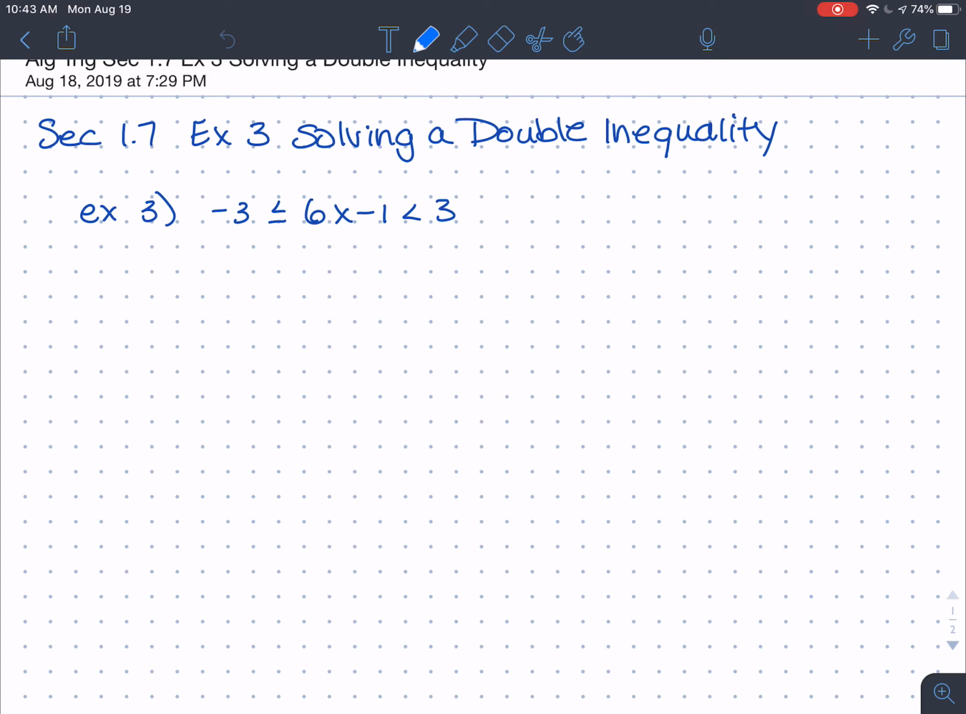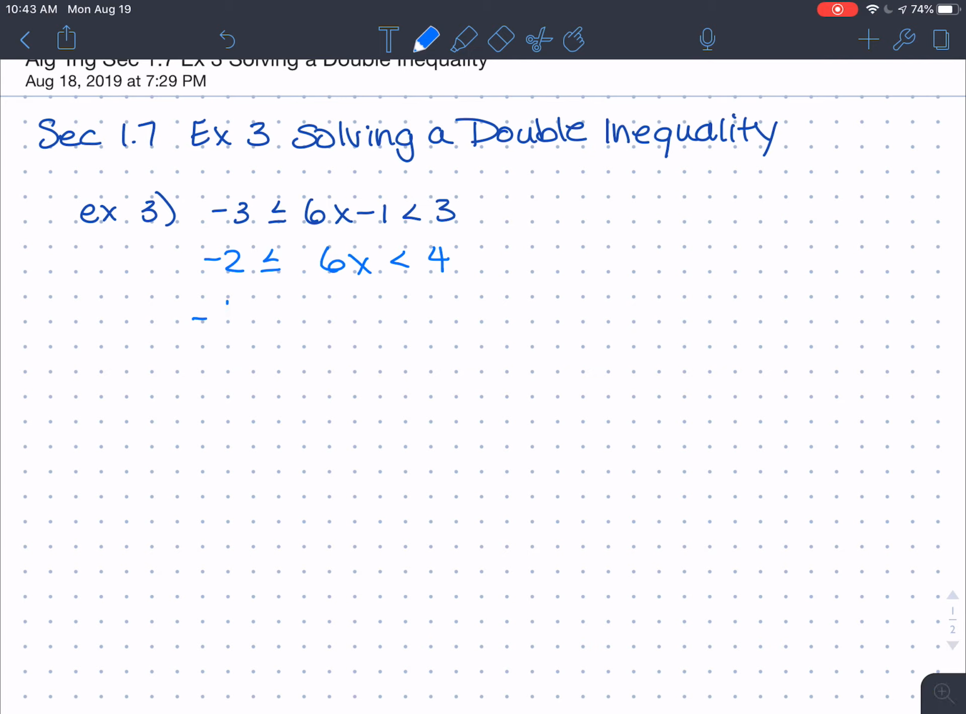We want to isolate the x, so we're going to add one. This time we can't say adding one onto both sides because we actually have three parts. We're going to have to add one to the negative 3, we're going to have to add 1 to the 6x minus 1, and we're going to have to add 1 to the 3 and get 4, and then divide by 6.